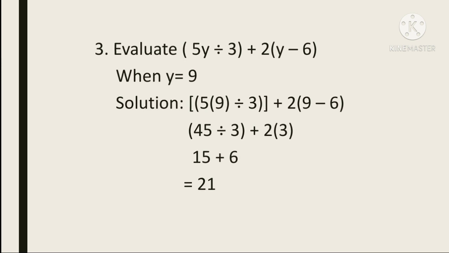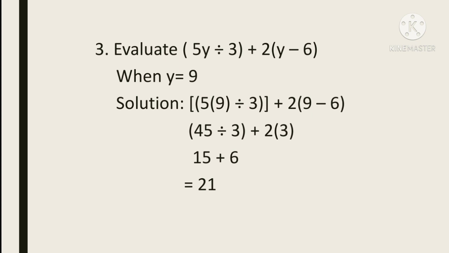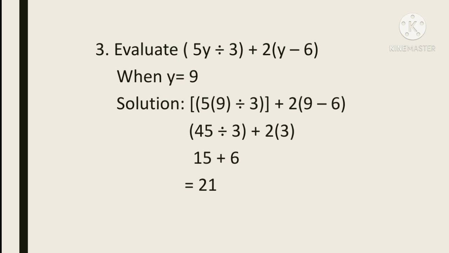Next, evaluate 5y divided by 3 plus 2 open parenthesis y minus 6 close parenthesis when y is equal to 9. Solution, 5 times the value of y, which is 9, divided by 3 plus 2 open parenthesis, substitute the value of y, which is 9 again, minus 6 close parenthesis. 5 multiplied by 9 is equal to 45, divided by 3, plus 9 minus 6 is equal to 3. 45 divided by 3 is equal to 15, then 2 multiplied by 3 is equal to 6. 15 plus 6 is equal to 21. So the solution of 5y divided by 3 plus 2 open parenthesis y minus 6 close parenthesis is equal to 21.